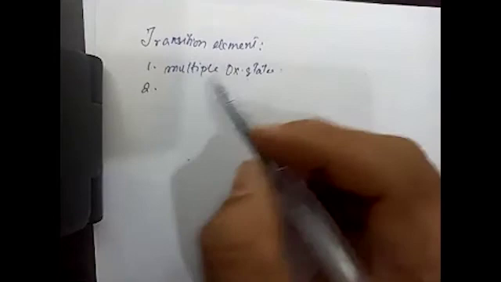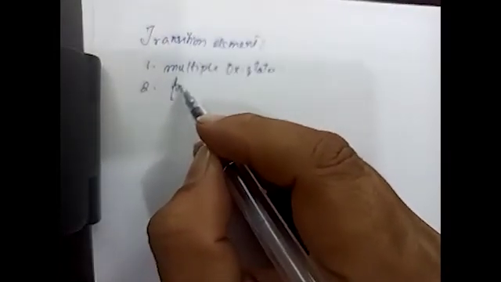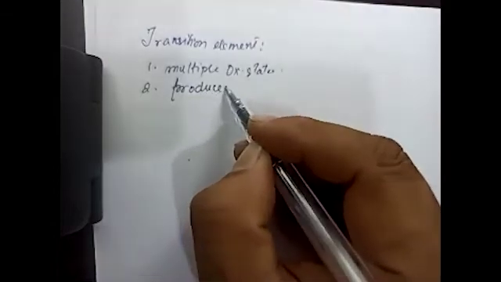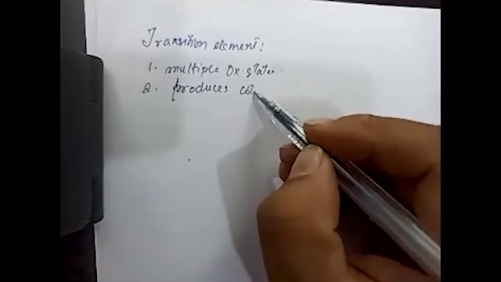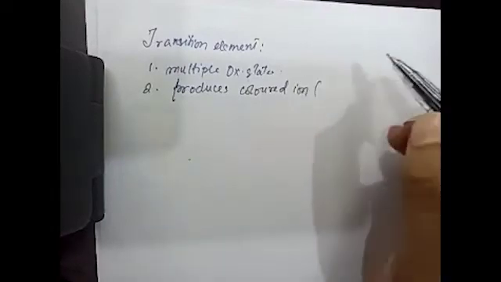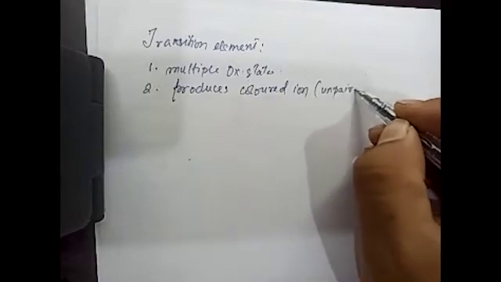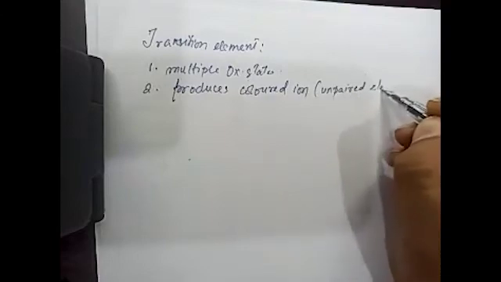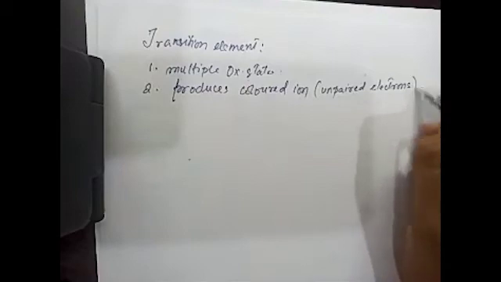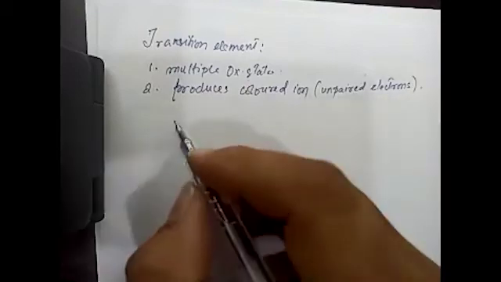Number two is they are mostly colored in nature. Why are they colored in nature? Because they have unpaired electrons, which produce colored ions. Because of the unpaired electrons, they are mostly colored.